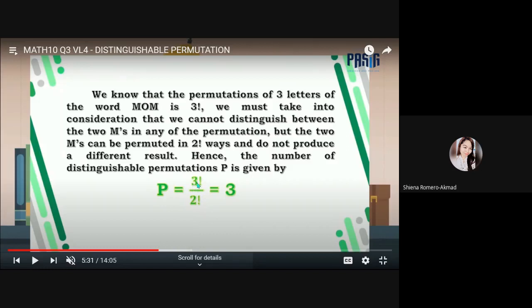And this is 6, this is 2, 6 divided by 2 is 3. So we get 3 as the answer, which is also our answer earlier. Ang ginawa lang natin, we make use of the formula. So what will be the formula?